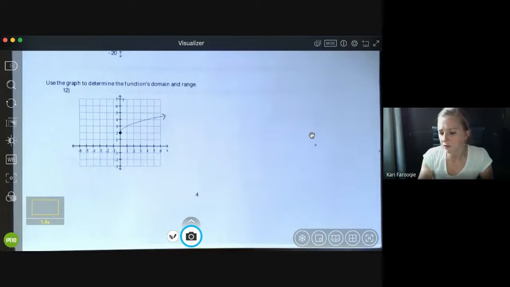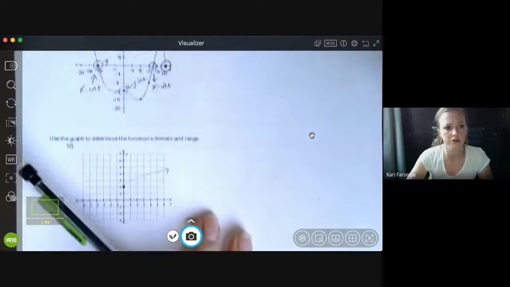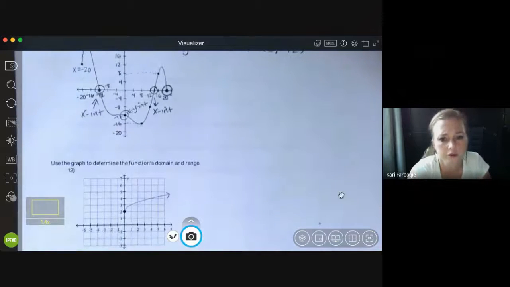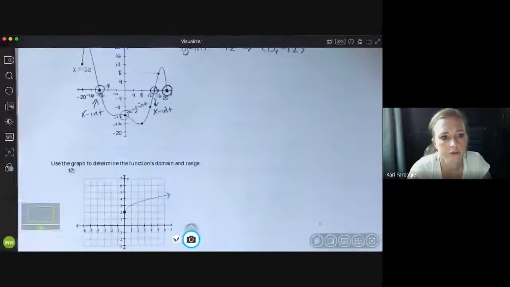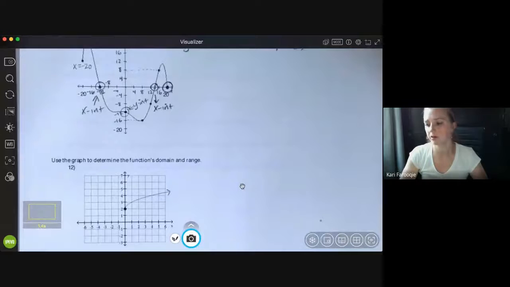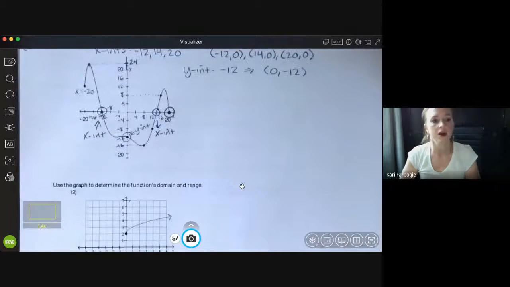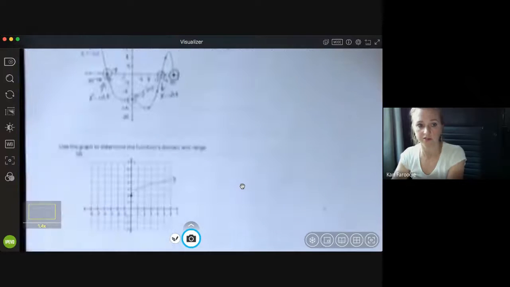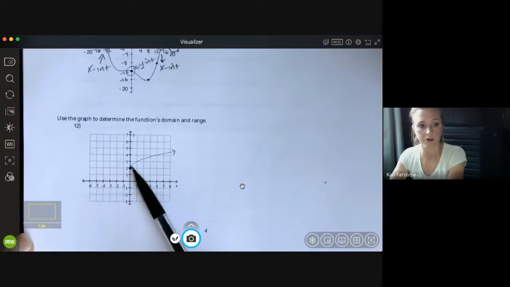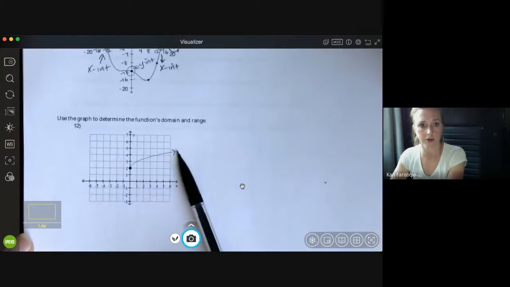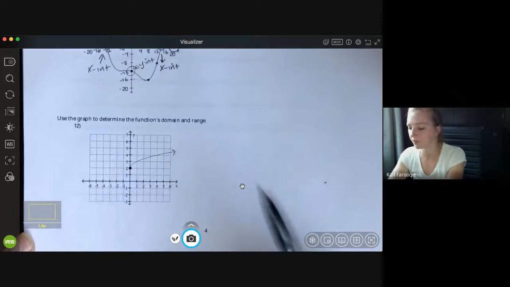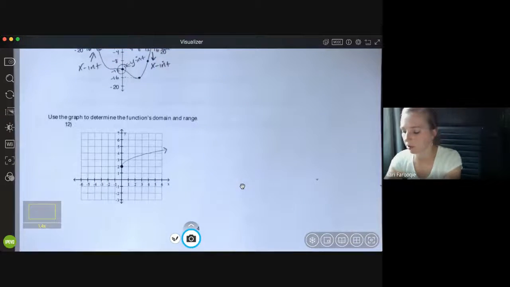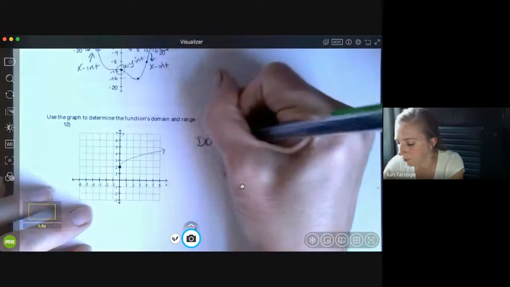So this is very different from the graph that we saw in the previous example. This one kind of just stops at the ends, whereas this one has a stopping point right here, and then it just keeps going up and to the right forever and ever and ever. So when we're listing the domain and range, same idea.